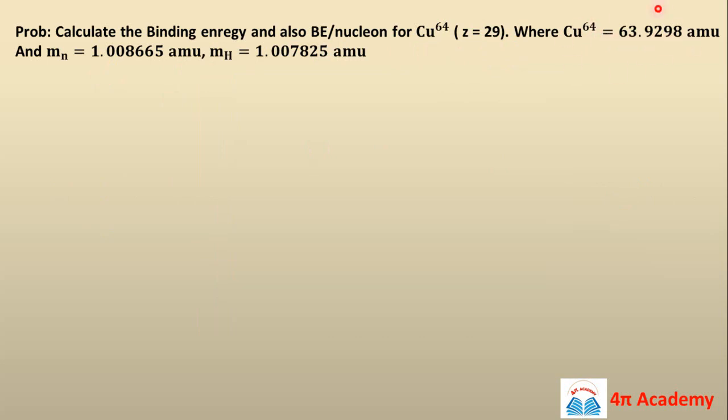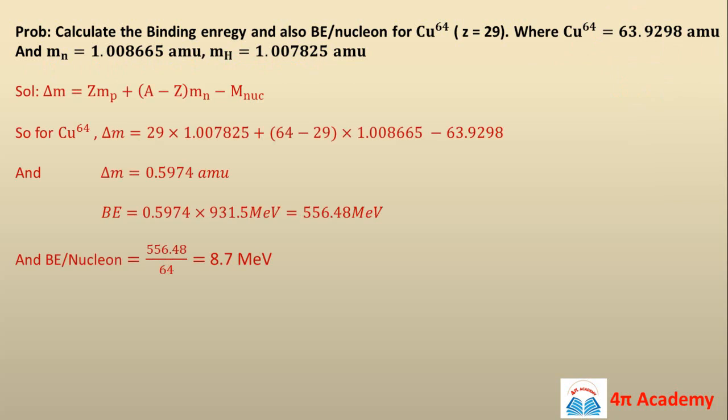It's the mass of copper 64, and Mn equals 1.008665 AMU, and Mh equals 1.007825 AMU. So the mass of the neutron and the mass of the proton are given to you, and also the nuclear mass of copper 64. You have to calculate the binding energy per nucleon for this copper 64.